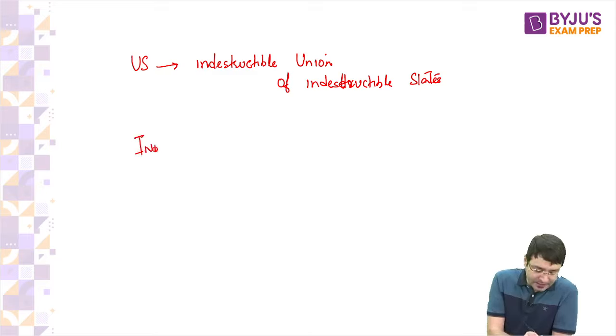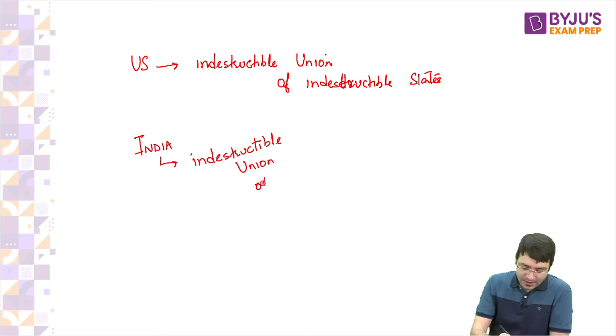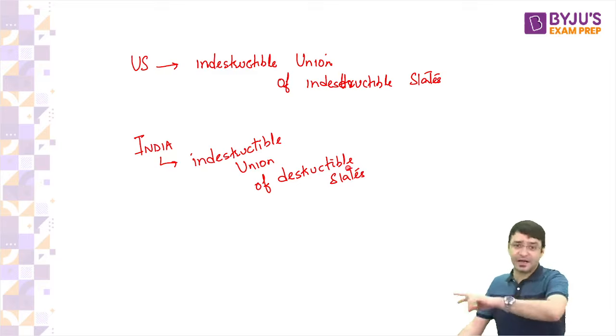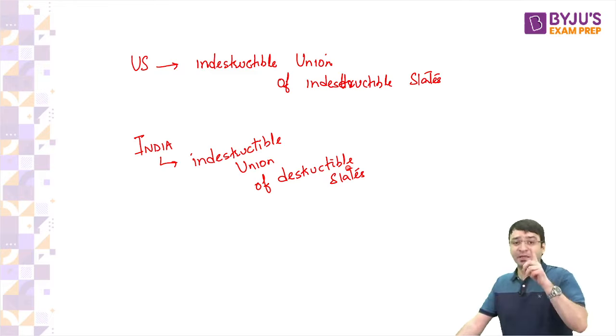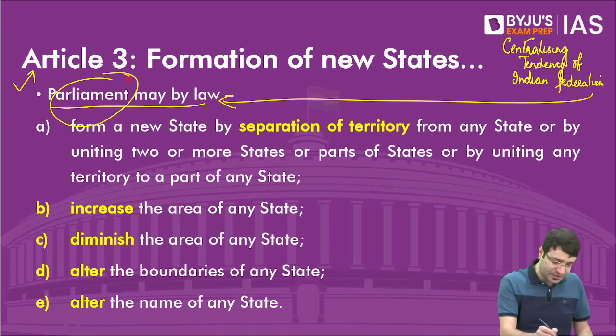India, on the other hand, is an indestructible union. The Union cannot be destroyed. Indestructible union, but of destructible states. States can be bifurcated, trifurcated, split, merged, names can be changed, boundaries can be altered, area can be increased, area can be decreased. But this is the power given not to the states, this is the power given only to the center, which is the Parliament.